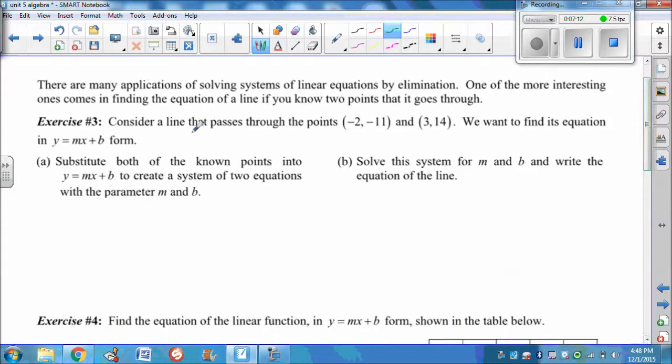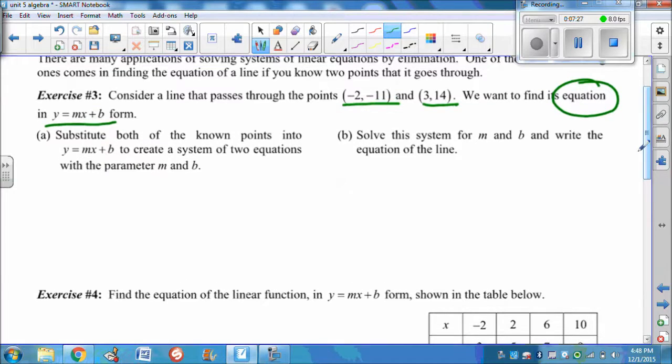It says, consider the line that passes through these 2 points. So if I plotted those 2 points on a graph and connected them, we want to find the equation of that line in y equals mx plus b form. This is kind of a cool way to write this equation. I've never seen it done before, but I was pretty impressed because it was different. I would have never thought to write this as a system.